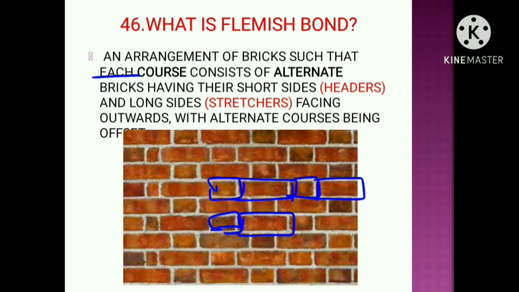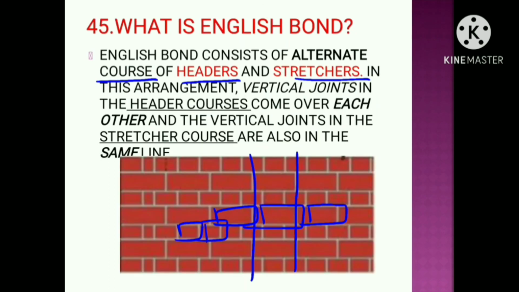Also, one thing to note that in English bond, for the breaking of vertical joints in successive courses, it is essential to place a queen closer after the first header in each heading course. You can see here queen closer is placed.